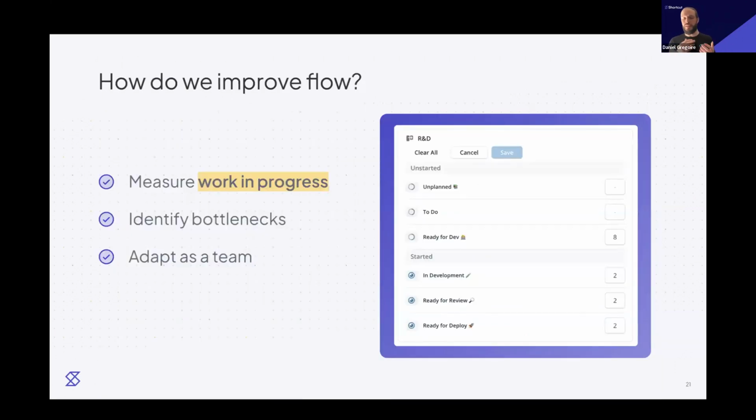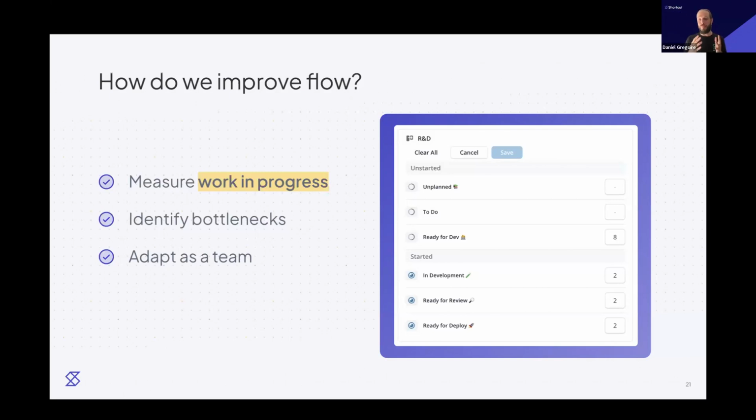How can we deliberately and in a structured fashion improve the flow of work through our teams? Well, one approach is to measure work in progress. And by measuring work in progress and having explicit limits on that work in progress, we can use that information to identify bottlenecks in our own process.